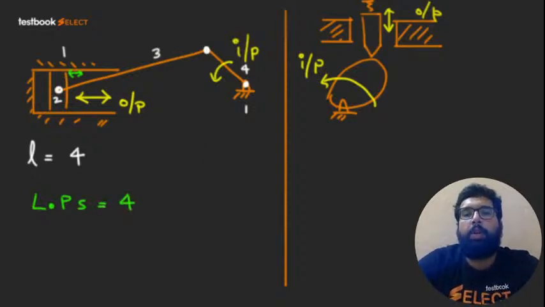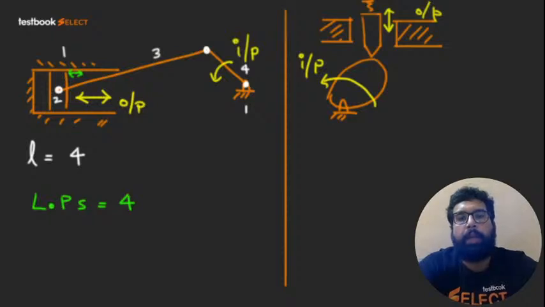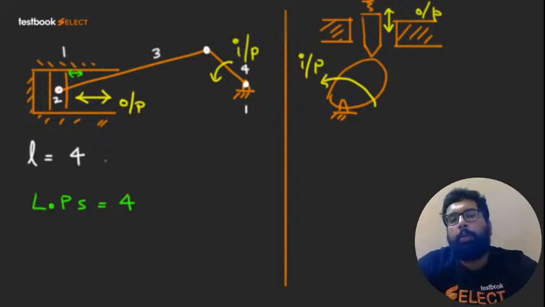Now is it fine or not? Can you tell me please? You need to reply, beta. Please answer. I hope you are getting my point. So we have 4 lower pairs here.